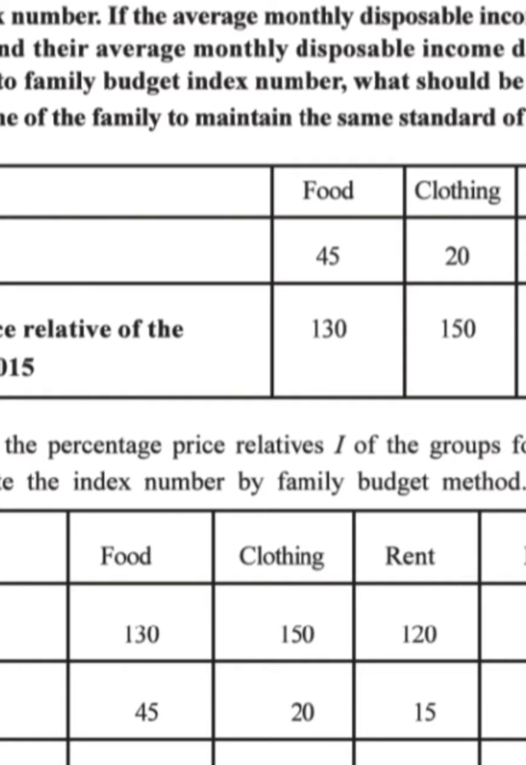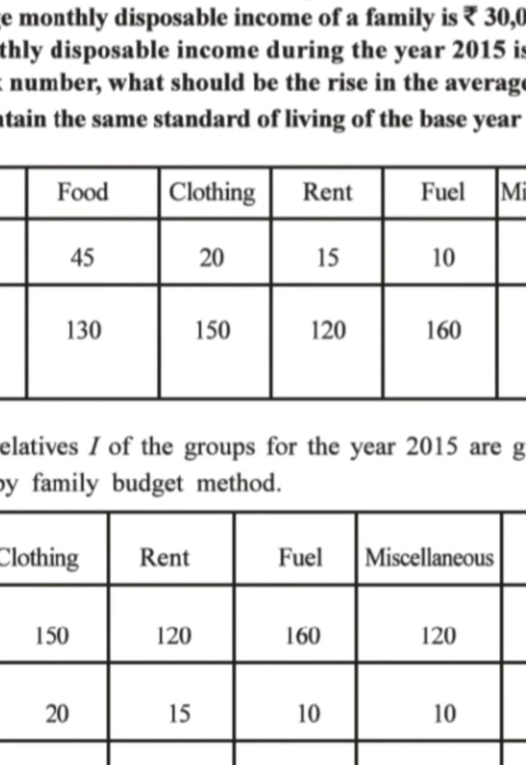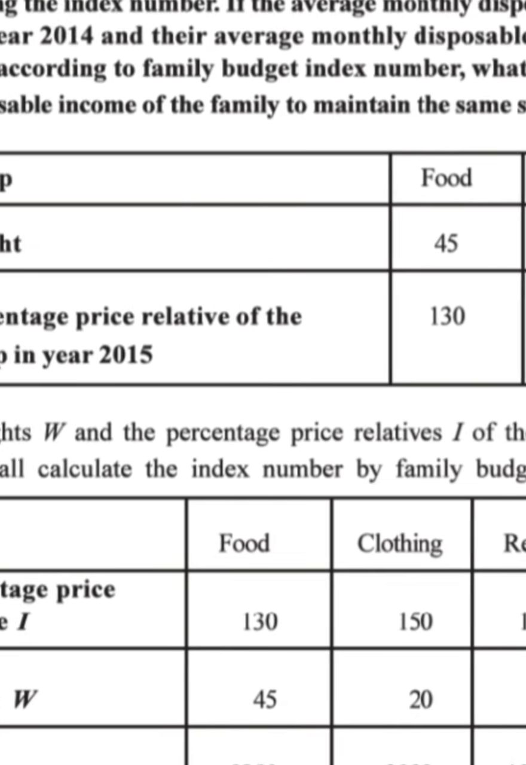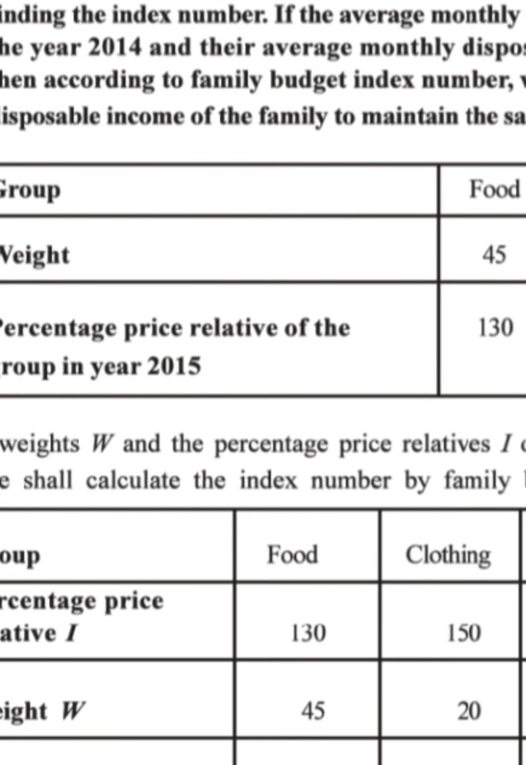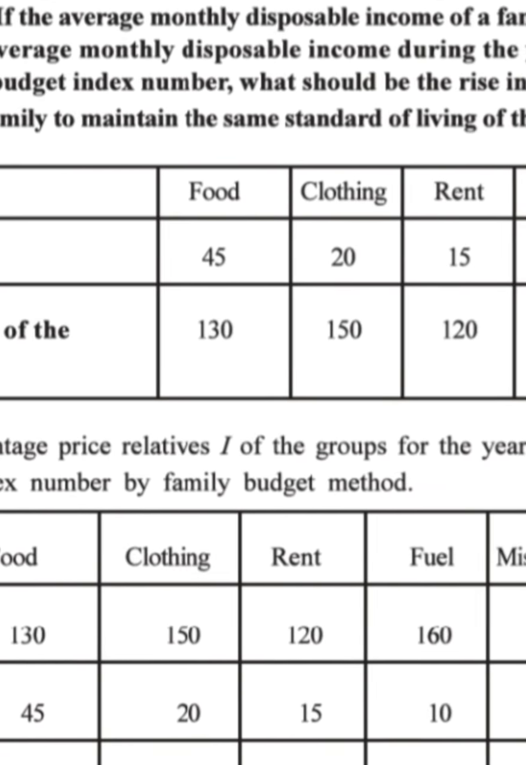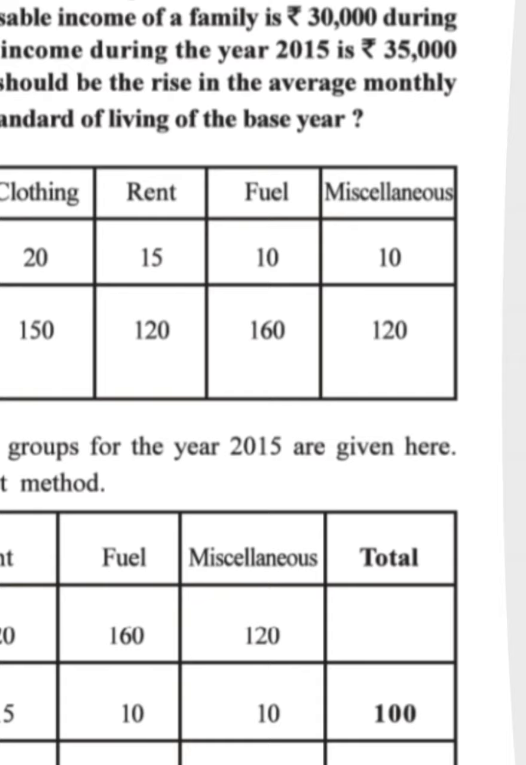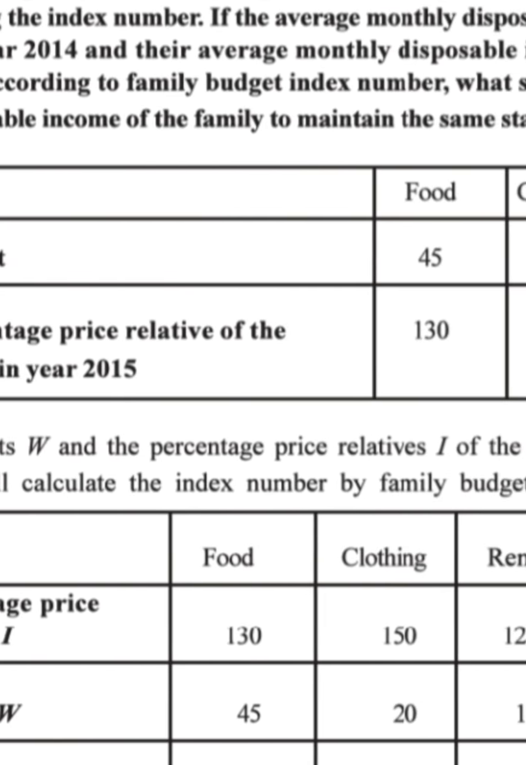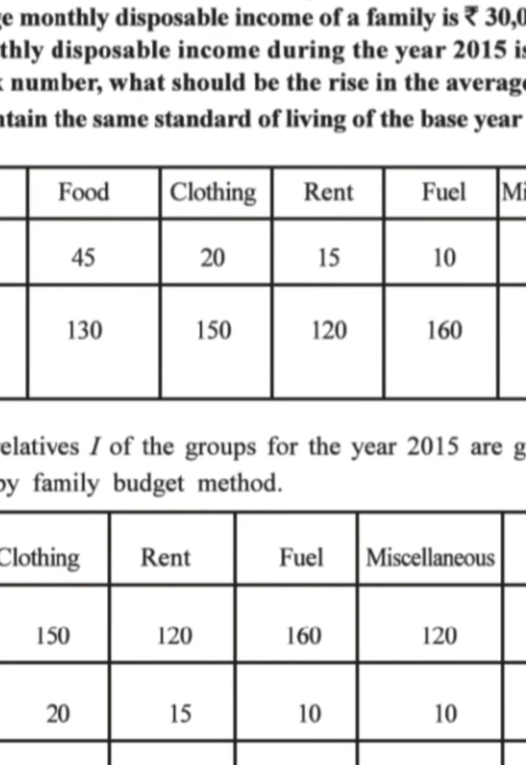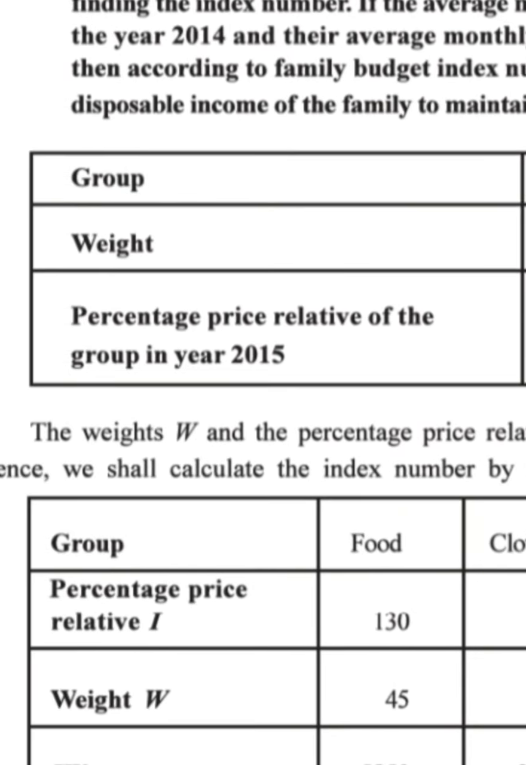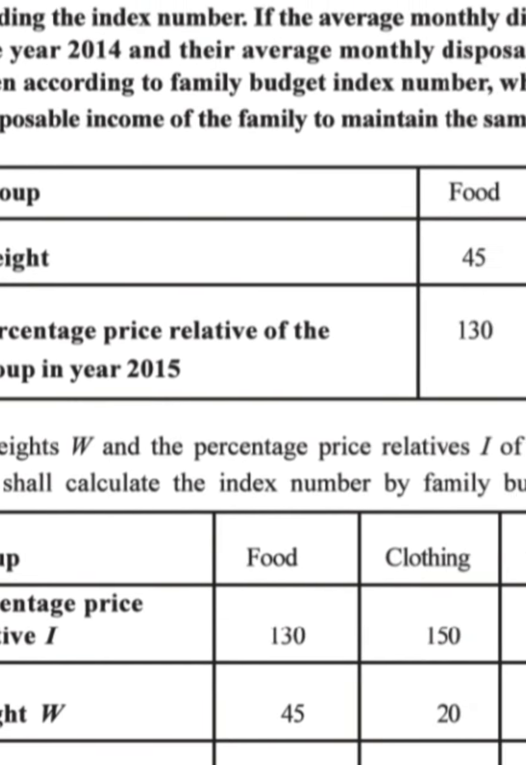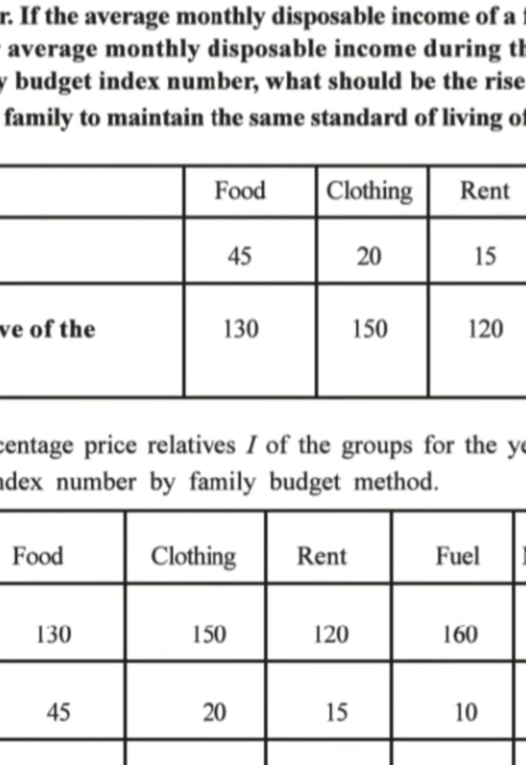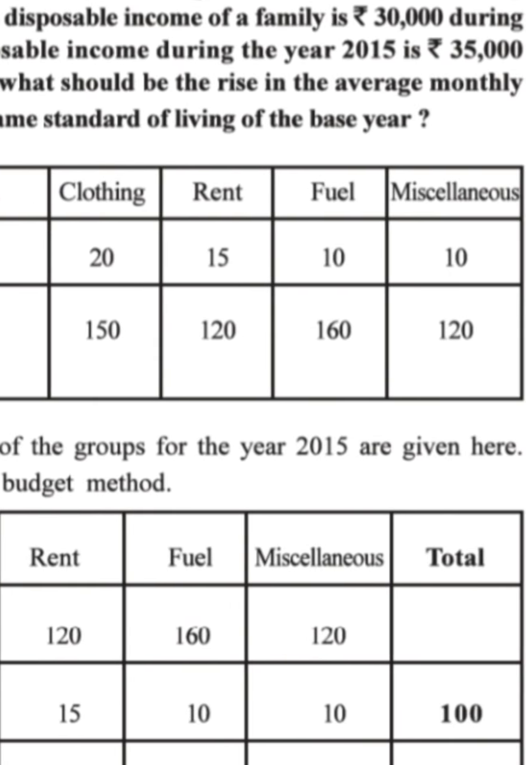If the average monthly disposable income of a family is 30,000, say during the year 2014, and their average monthly disposable income during the year 2015 is 35,000, then according to the family budget index number, what should be the rise in the average monthly disposable income of the family to maintain the same standard of living of the base year?